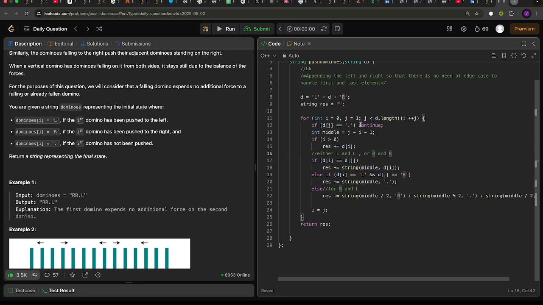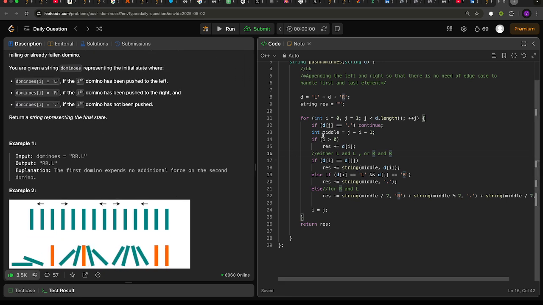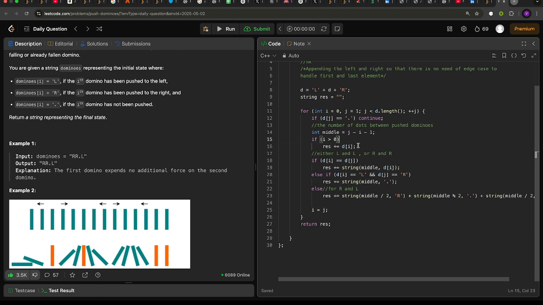So we increment this pointer and move it toward the right side. If dj is equal to dot, then we just continue, right? And then we are computing middle, which is basically the difference between the right and left pushed, or left and left pushed, or right and right pushed dominoes. I mean, here I am calculating how many dots are in between, the number of dots between pushed dominoes. Okay, so if my i is greater than or equal to 0, then I simply push that in my answer, that's plus equal to di.